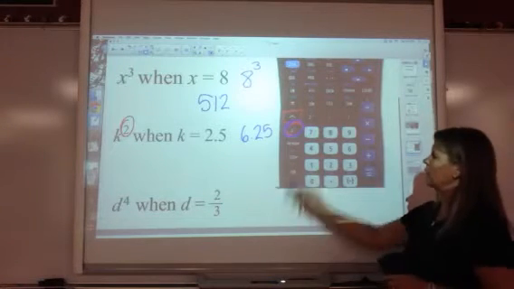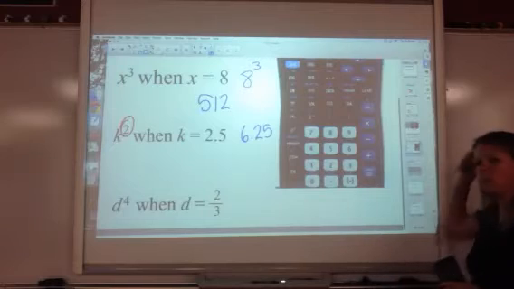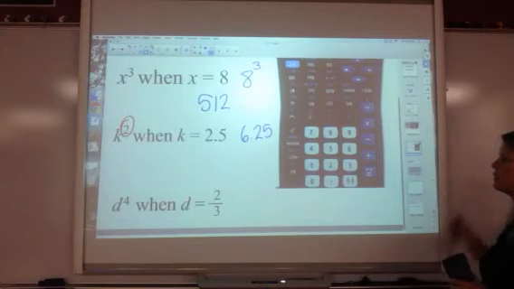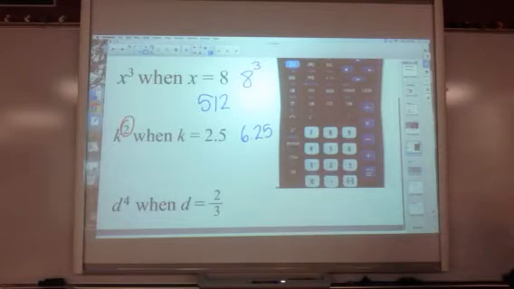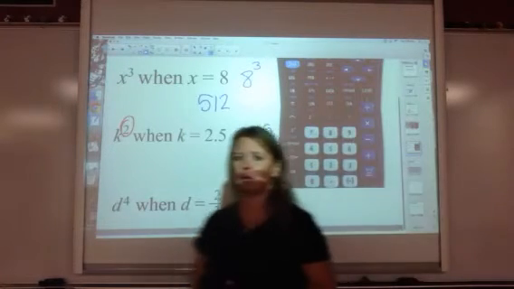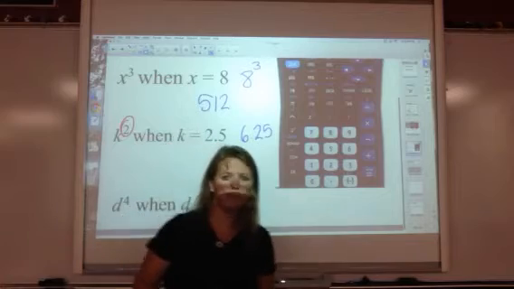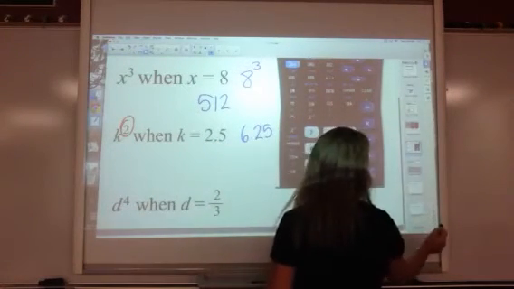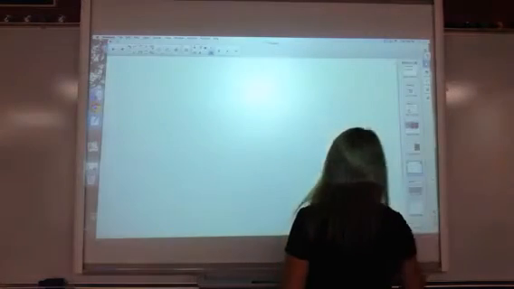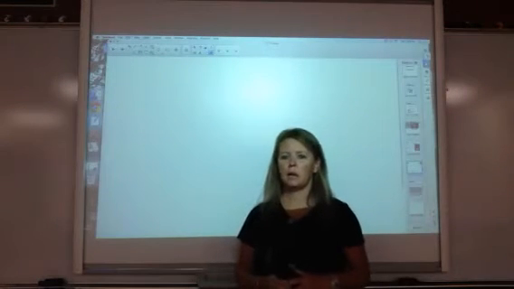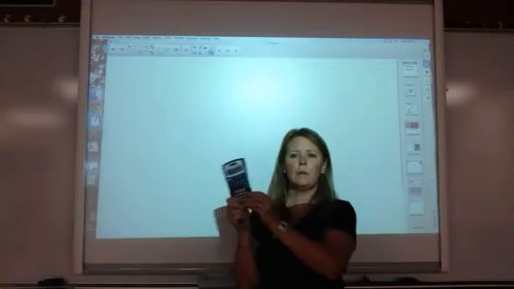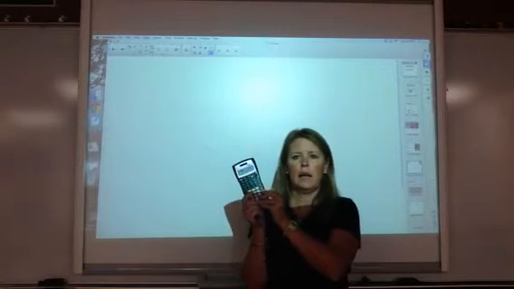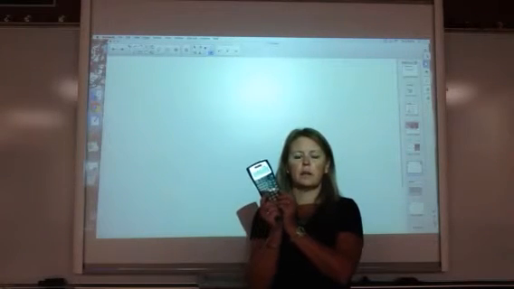Now this one, go ahead and write it down, d to the fourth, when d equals 2/3. I prefer, here, let me get where you can see me. There, now I don't have a shadow. I really want you to use a calculator and get good at using fractions on your calculator.